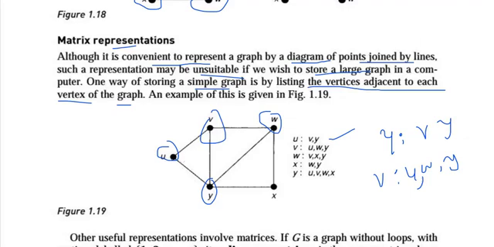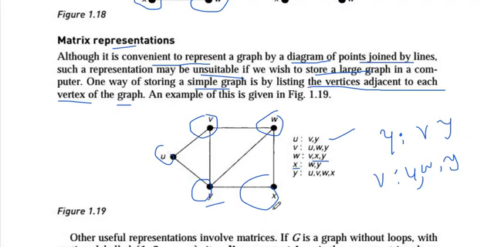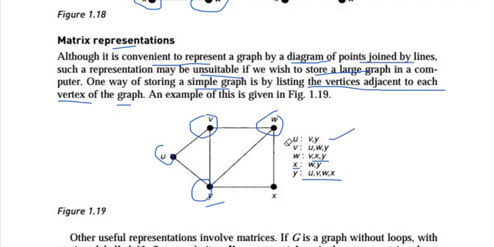Then the next vertex w. What are the vertices connected with w? One is v, one is y and one is x. Here you can see v, x, y. Then x is connected with y and w only, and y is connected with u, v, w and x. All other vertices are connected with y. So this is one method to represent a graph like this.